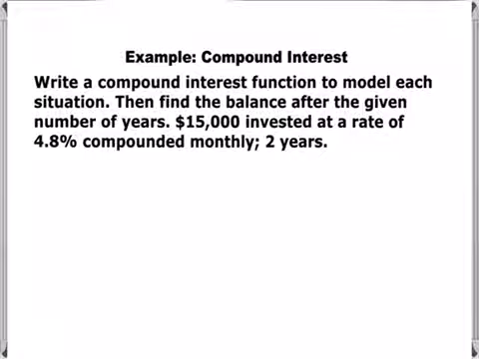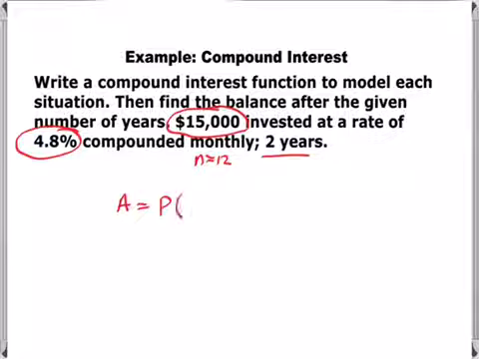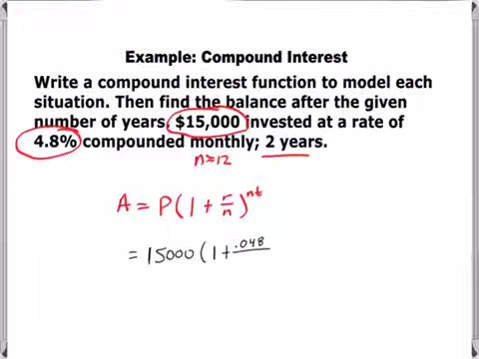All right, question 2, same idea. We start with $15,000. We have a rate of 4.8%. It's compounded monthly, so that means N is 12, and we're looking at a 2-year period. So we start with our compound interest equation, and we plug in what we know. Well, we know that our principal is 15,000, and 1 plus 0.048 divided by 12, to the 12 times 2 power.